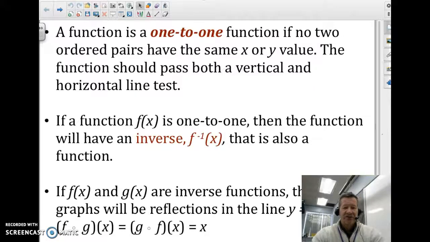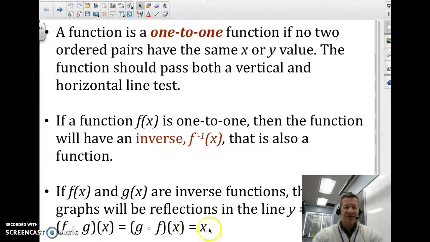In section 5.2, we are going to learn about inverse functions. We're going to learn how to find them. We're going to learn properties of inverse functions. And we're going to start out by talking about what it means to be a one-to-one function.